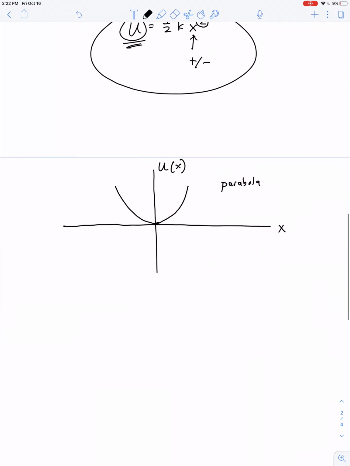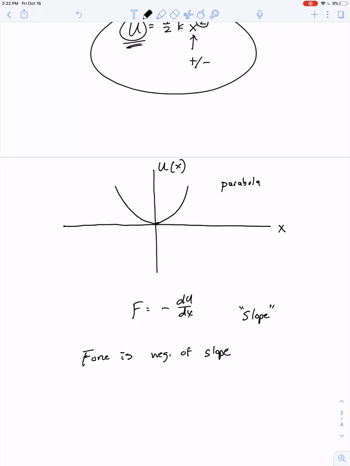So what do I mean when I say force is equal to negative dU/dx? Well, derivative is the same thing as slope. So what we're saying is the force isn't the slope of the graph. We're saying the force is the negative of the slope of the graph.